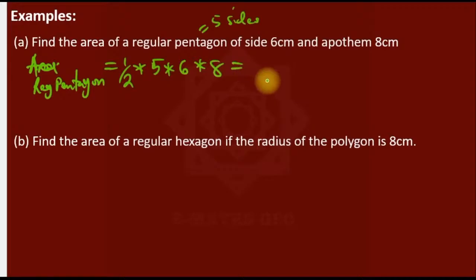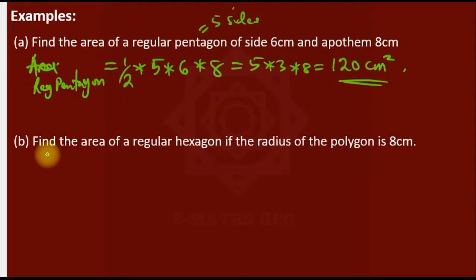So we're almost done with the answer. I have 5 times 2 in 6 is 3, times 8. So 5 times 8 is 40. 40 times 3 is 120. So 120 cm squared. That's the area of our regular pentagon.